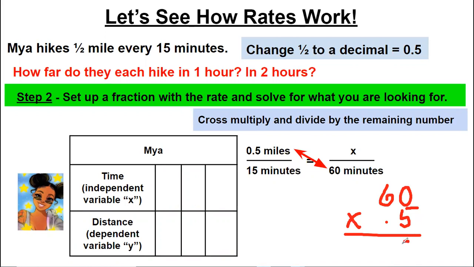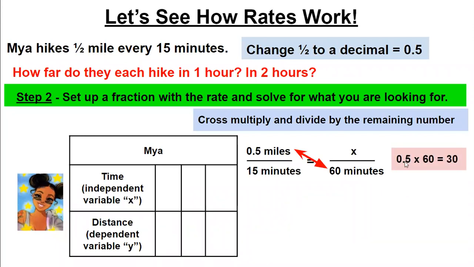0 times 5 is 0, and 5 times 6 is 30. We have one number after the decimal, so 30.0. So if I multiply 0.5 times 60, I get 30.0 or just 30. So 0.5 times 60 is equal to 30.